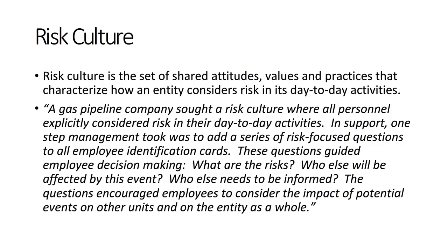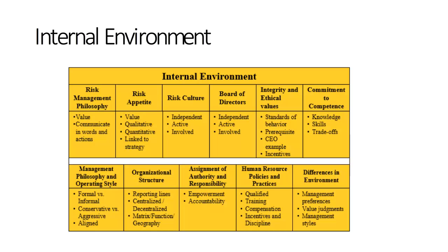What are the risks? Who else will be affected by this event? Who else needs to be informed? The questions encouraged employees to consider the impact of potential events on other units and on the organization as a whole. COSO provides a nice summary of the most important parts of this first element. Pause the video and have a look.